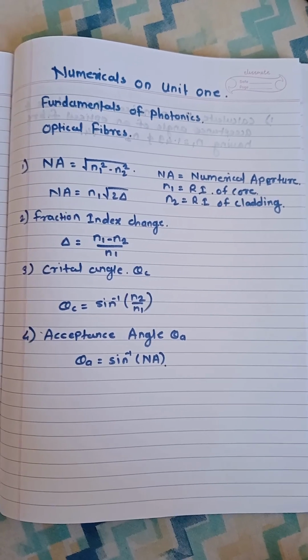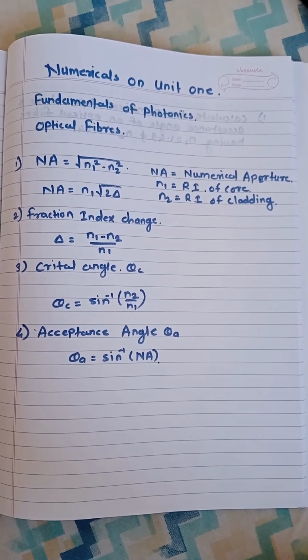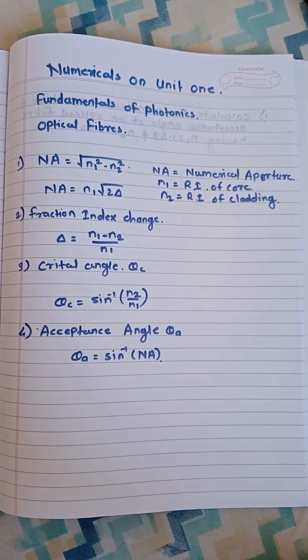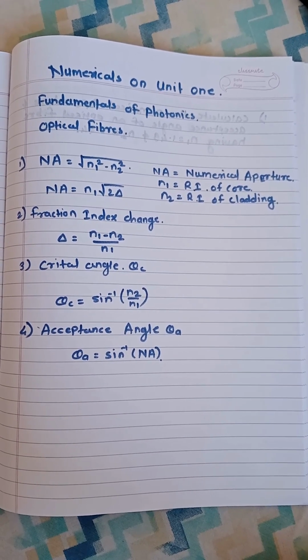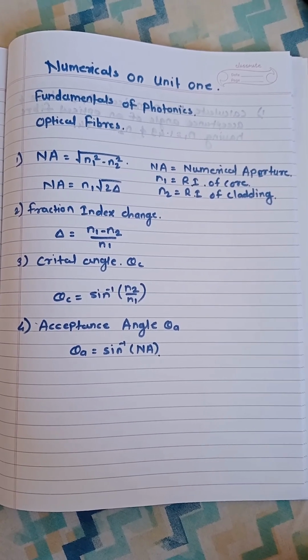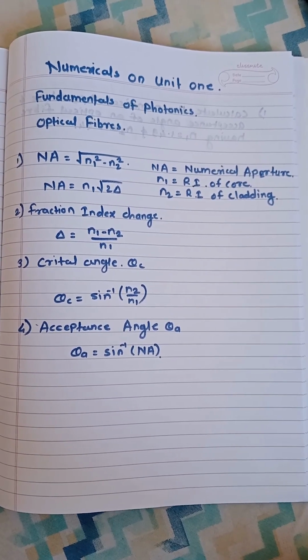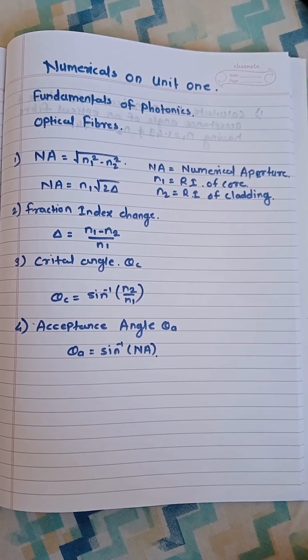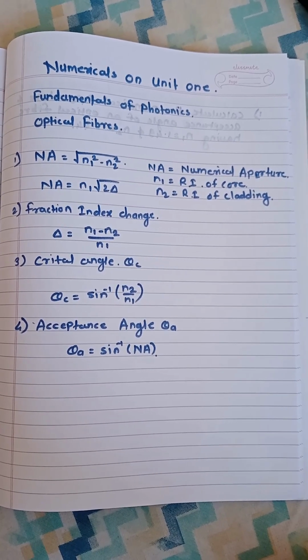Hello student, today we are going to understand numericals on unit 1, that is the fundamentals of photonics. In the fundamentals of photonics there are two chapters. First is laser and second is optical fiber. However, there are no numericals on lasers, but there are few numericals on optical fibers.